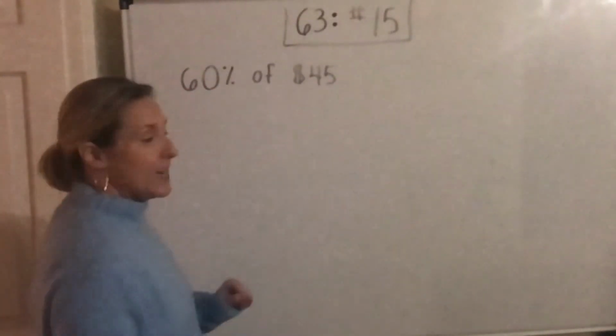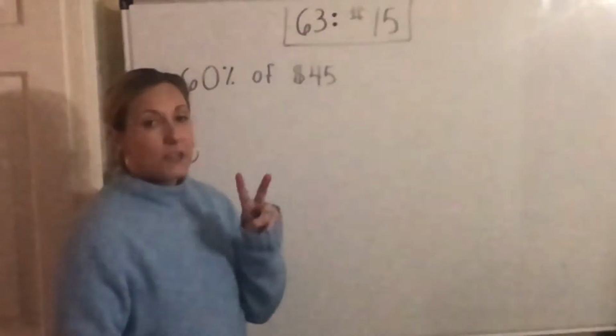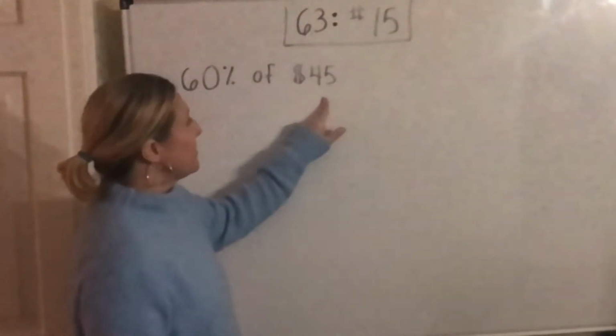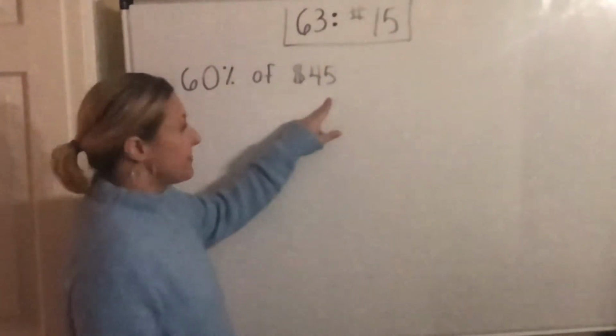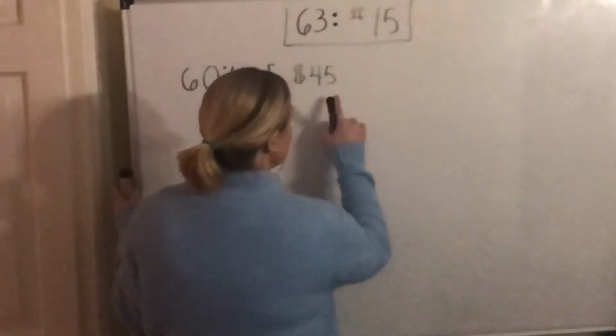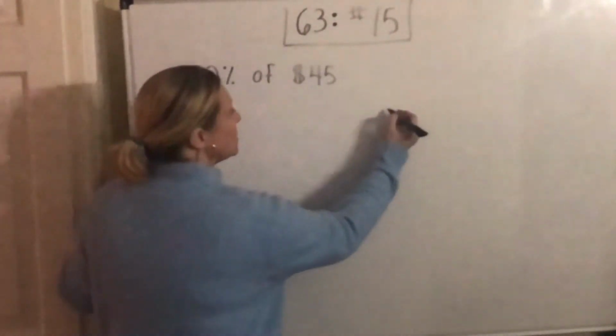Let's check number 15. There are two ways to do this, and you need to know both ways for the test, okay? So 60% of $45. Well, we know that of is times in math. So the first way is we can just do $45.